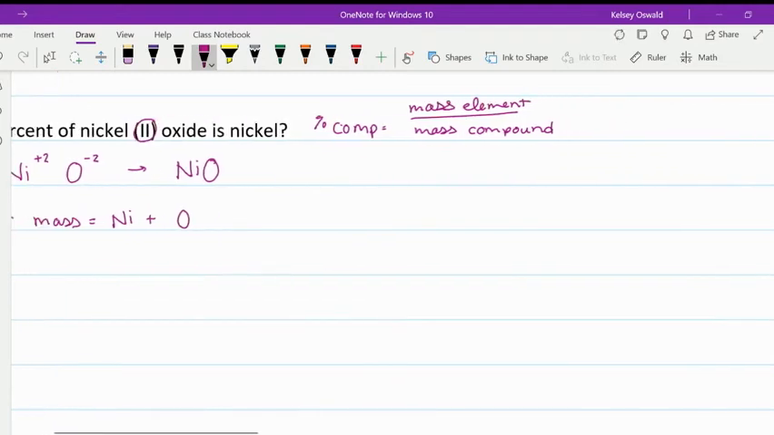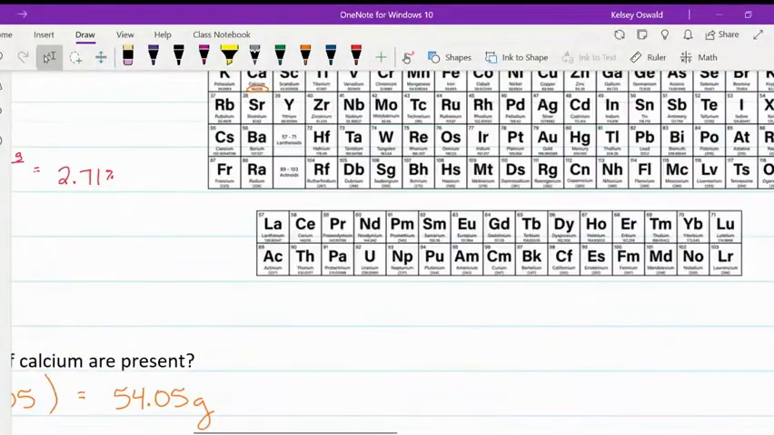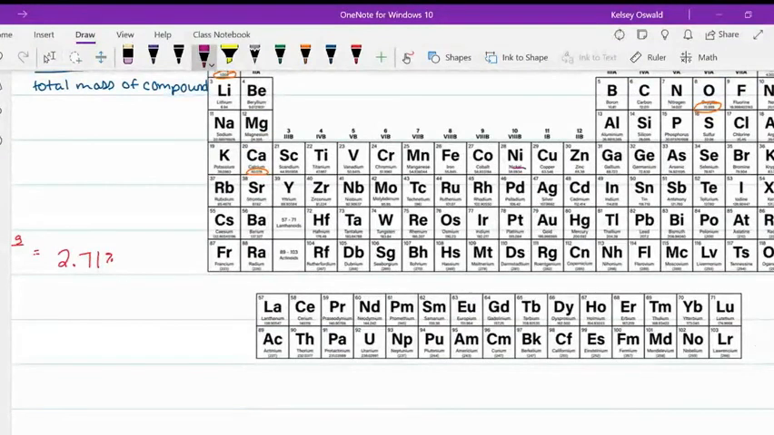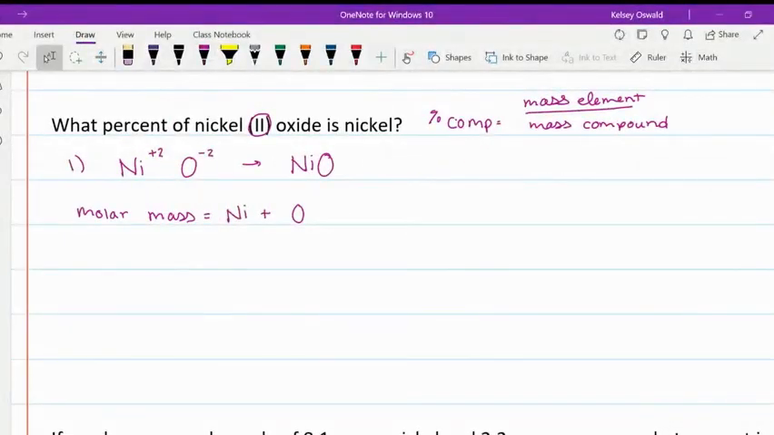So when we look at the periodic table, we're going to see that nickel, that number underneath, has a mass of 58.69, and oxygen has a mass of 16. So when we want to find our total mass, we'll add the mass of our nickel, 58.69, plus the mass of our oxygen, 16. And when we add those together, we'll find that our total mass is 74.69.